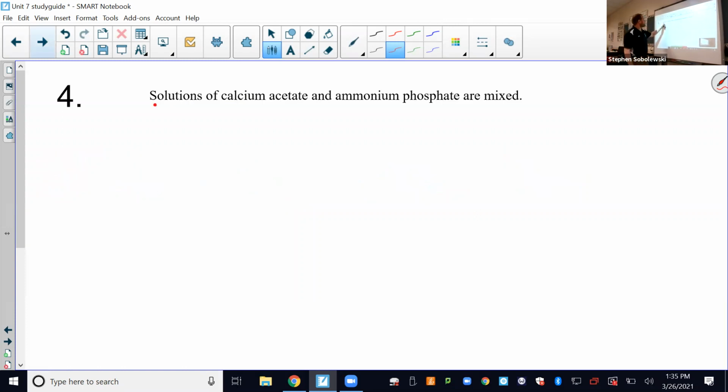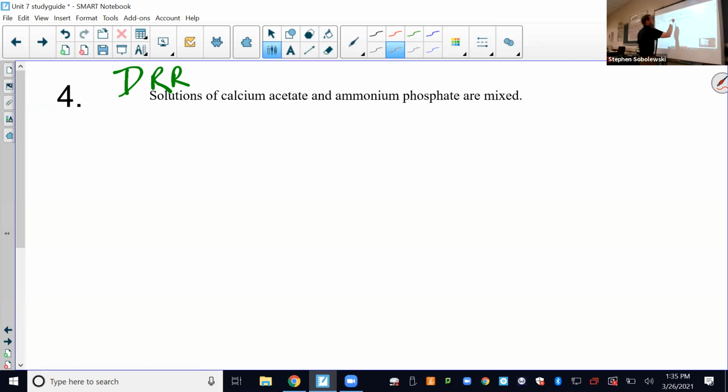Number 4, solutions of, I know I'm going to have aqueous in the front, solutions of calcium acetate and ammonium phosphate. I know this is going to be a double replacement reaction because I have AB plus CD, DRR for double replacement reaction. Double replacement reactions are like fundamentals checks. It's testing, can you successfully write formulas?